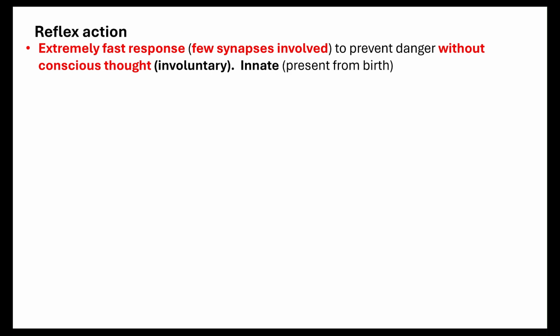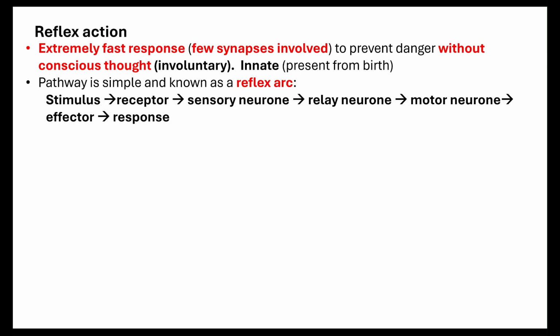Well, the reflex action is an extremely fast response. It's very few synapses involved. Now, this is important because it prevents danger without any conscious thought. So it's an involuntary response and it's innate. It's present from birth. It is the very simple pathway which is known as a reflex arc. So the stimulus detected by a receptor, a sensory neuron, passes the impulse to a relay neuron, to a motor neuron, to effector, to a response.